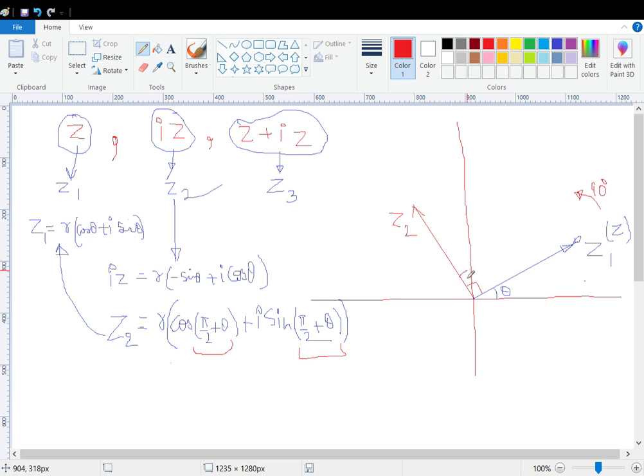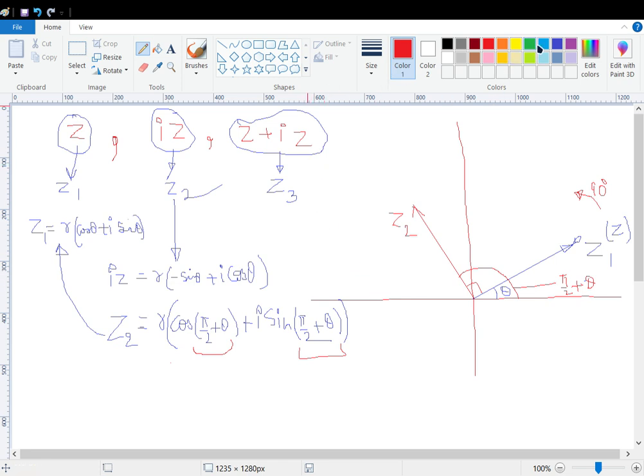So ये principal argument means positive x axis से जो एंगल बना रहा है वेक्टर, ये कितना है? π/2 plus theta. As simple as that. Now my third vector is Z3, which is nothing but the resultant of these two vectors, Z and IZ, that is Z1 and Z2. So that's pretty simple.